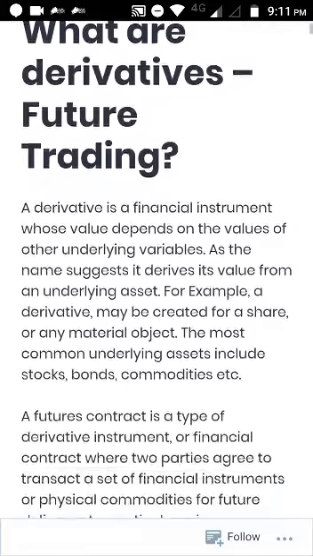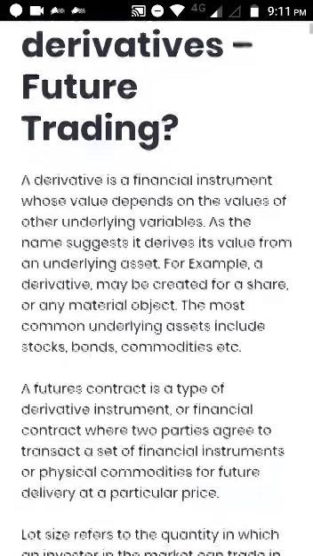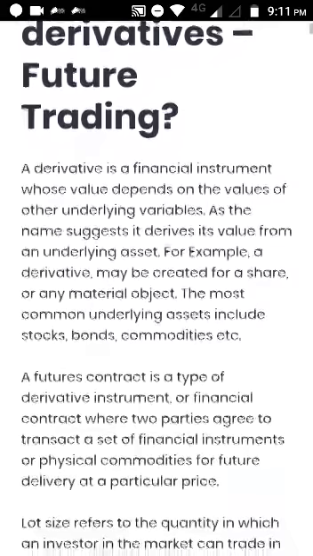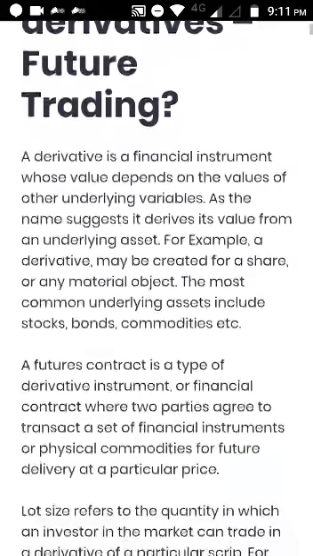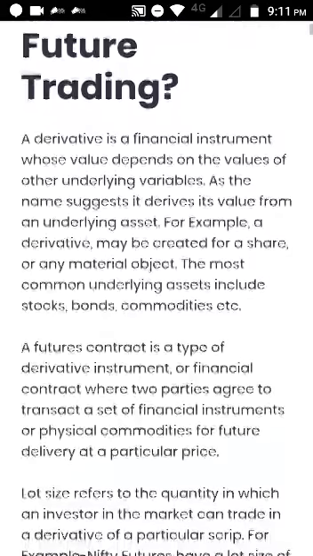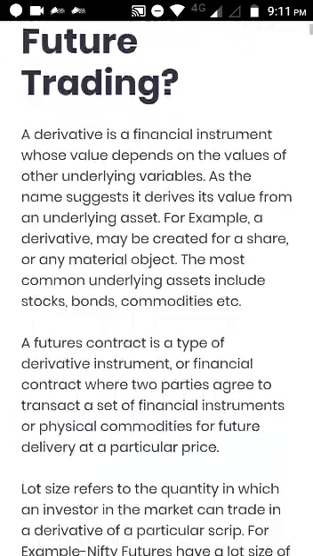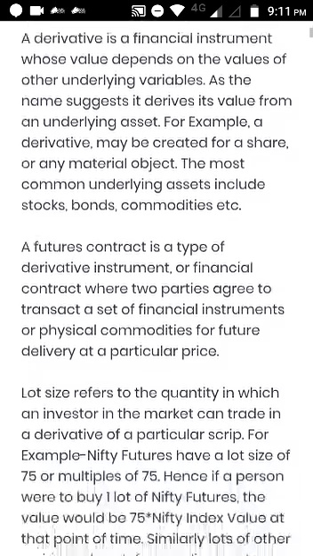Today I will be talking about the derivatives segment. What are futures trading or derivatives in general? A derivative is a financial instrument whose value depends on the values of other underlying variables or other underlying physical assets. A futures contract is a type of derivative instrument or financial contract where two parties agree to transact based on a physical instrument.